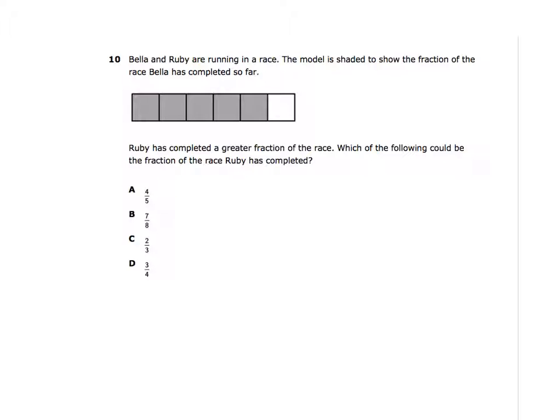So let's first of all figure out what fraction is being shaded here. There's 1, 2, 3, 4, 5, 6 equal pieces, and 5 of them have been shaded in. So I need to look to see which of these fractions is greater than 5/6. Greater than 5/6. So we're going to look here.